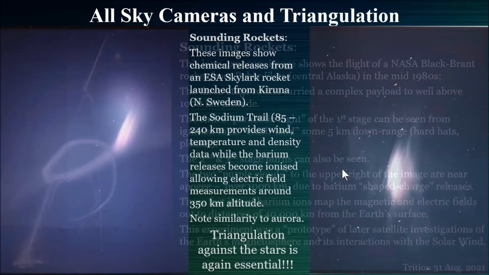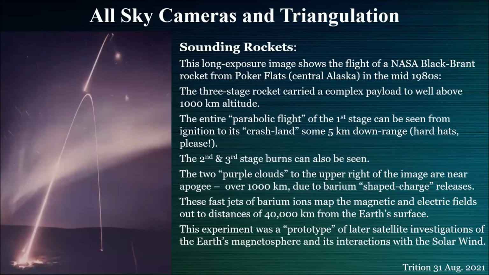This next one is an interesting one we did from Alaska. So this was basically a flight with support from the people at the Geophysical Institute, University of Alaska in Fairbanks. The first stage of the rocket, you see the entire parabolic flight from ground up to apogee and then down again. Put hard hats on if you're anywhere near the landing zone. Second stage then goes upwards from that, and a very short part is the third stage. So this is a 3-stage rocket taking the barium shaped charge releases to a height of above 1,000 kilometers.